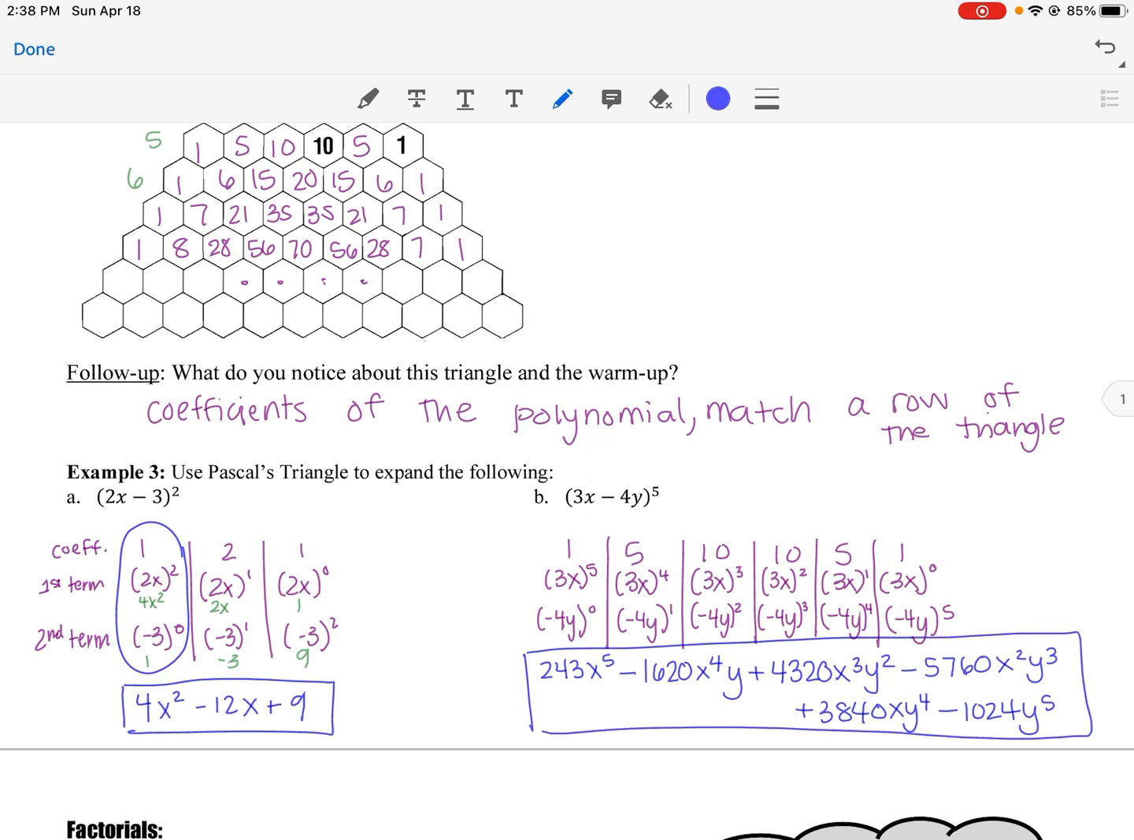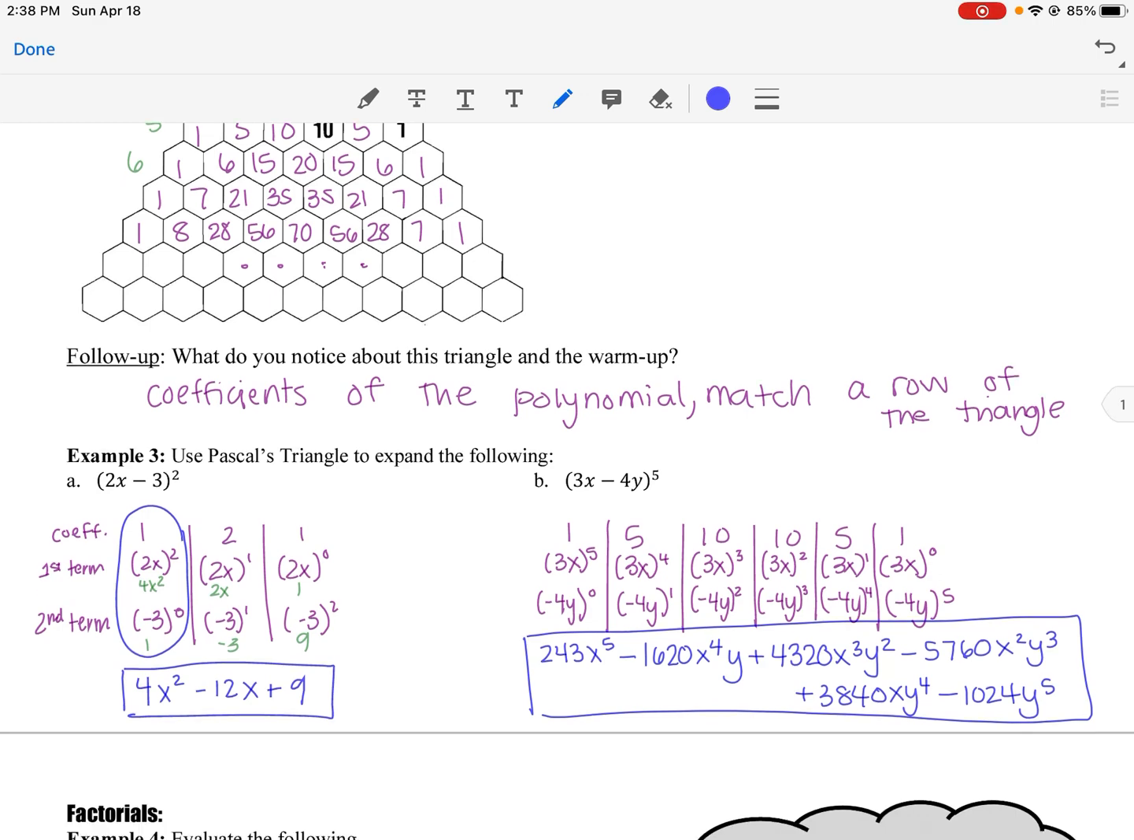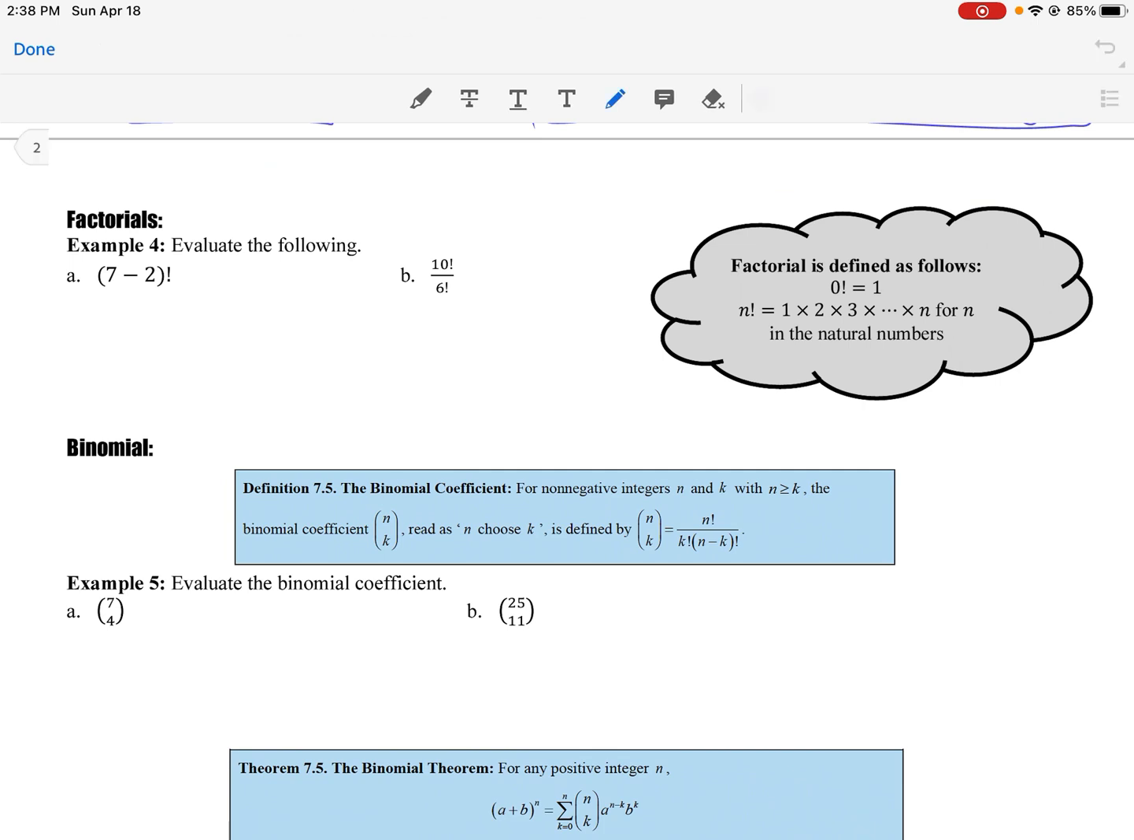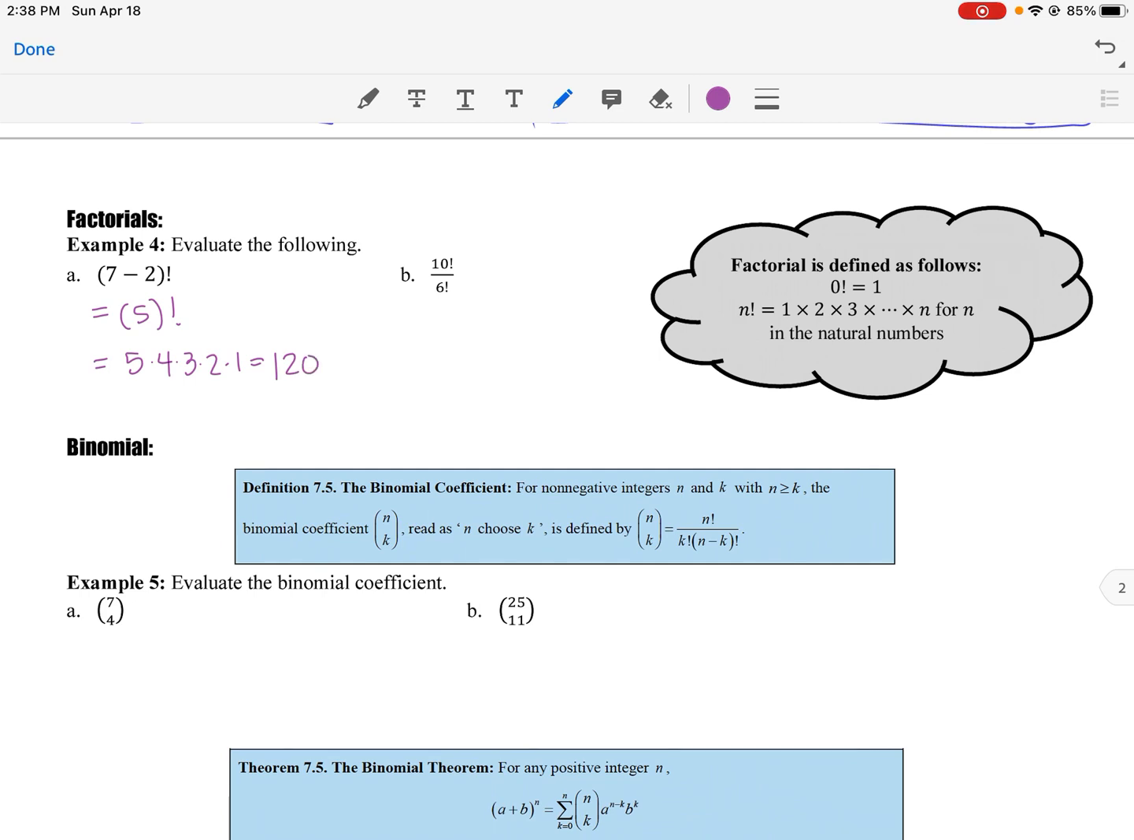Okay, so if you like Pascal's triangle, that works, and you can continue to use that. I do want to show you one other way you can think about it. So 7 minus 2 factorial. This is the same as 7 minus 2 is simply 5 factorial, which factorial is just another way to say 5 times 4 times 3 times 2 times 1. There is a shortcut in your calculator which makes life a little easier, so we get 120.